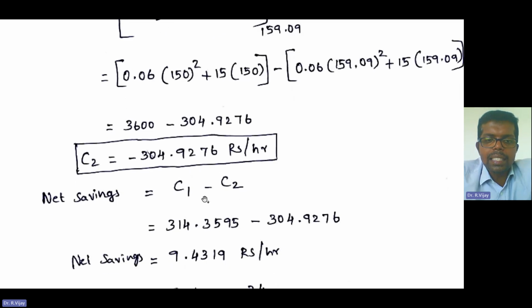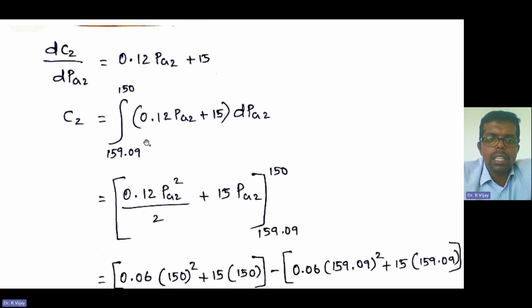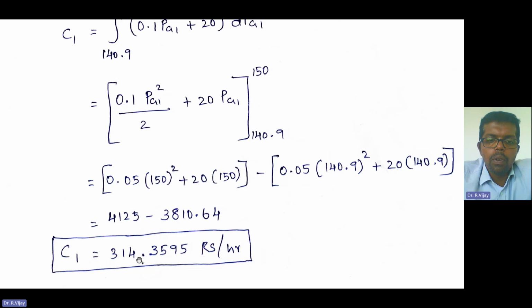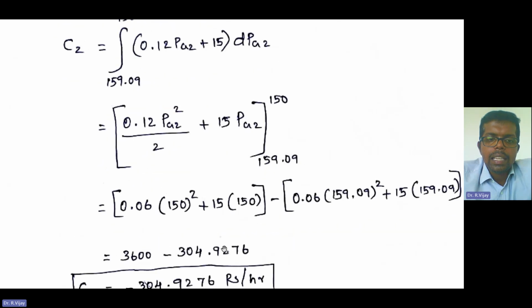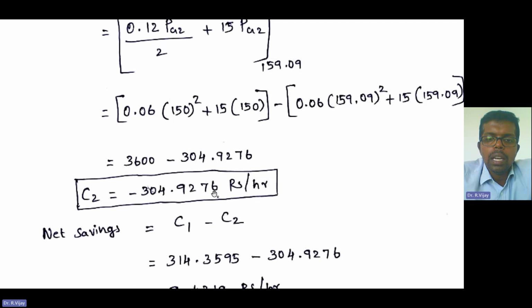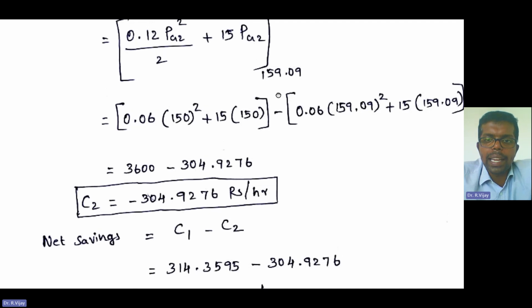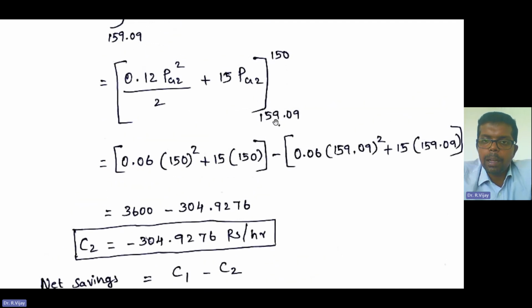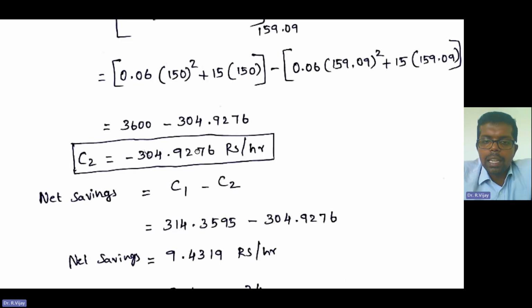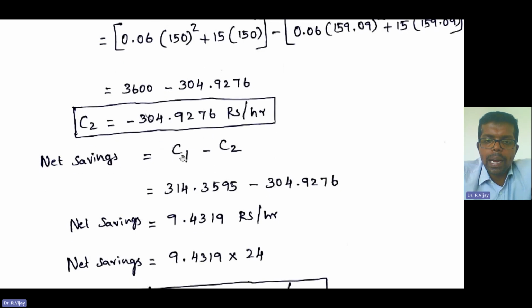What they are asking is the net savings, that is C1 minus C2. C1 we got as 314.3595 rupees per hour. C2 is minus 304.9276. The minus you can neglect, because if you take the minimum value as lower and the upper value as upper, you'll get a positive cost. So C1 minus C2 gives the net savings as 9.4319 rupees per hour.